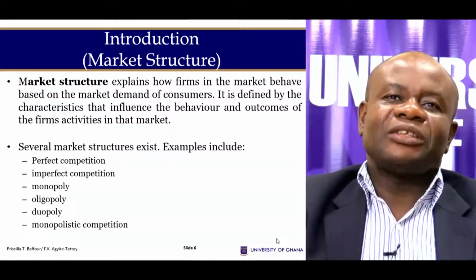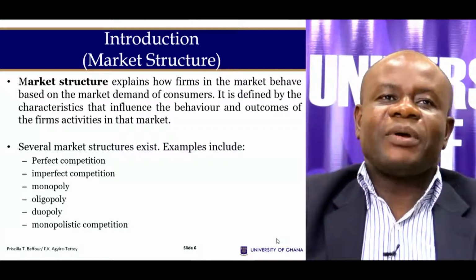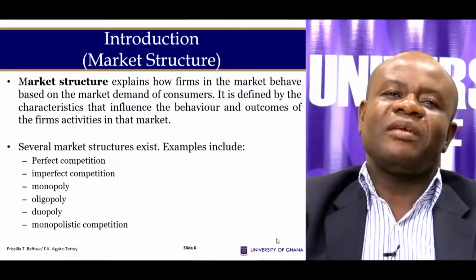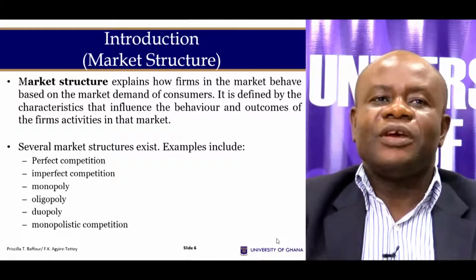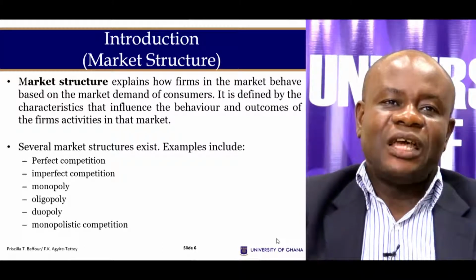And these are the structures that we are looking at. There are several market structures. One is perfect competitive market or perfect competition, and also we have imperfect market. Under imperfect market, we can talk about monopoly, we can talk about monopolistic competition, we can talk about oligopoly.